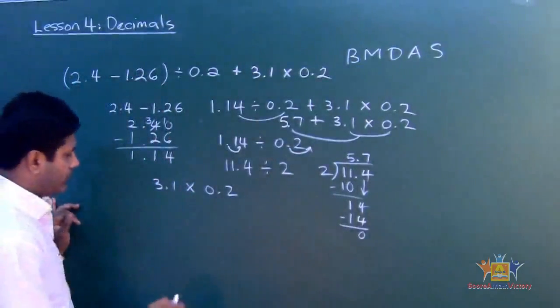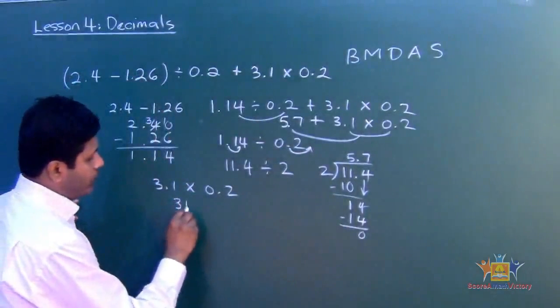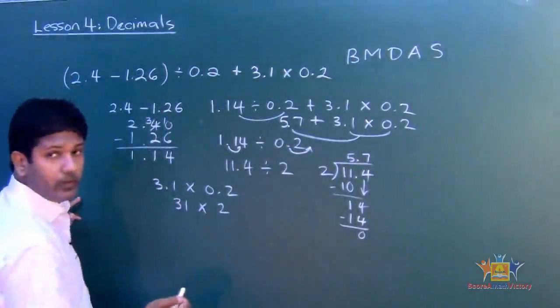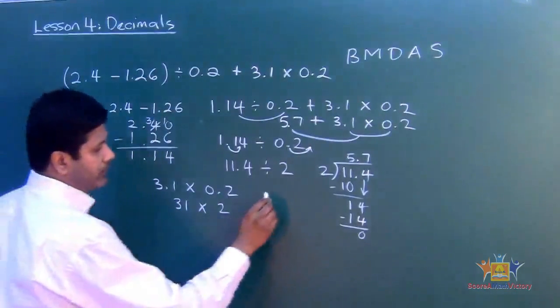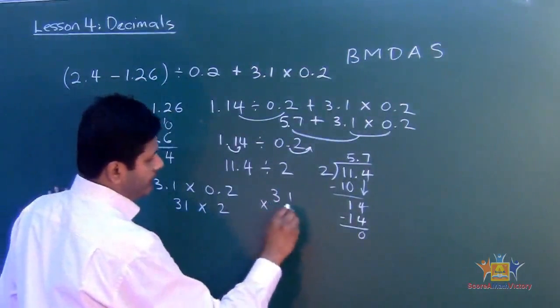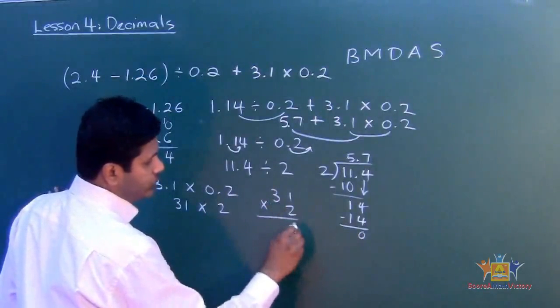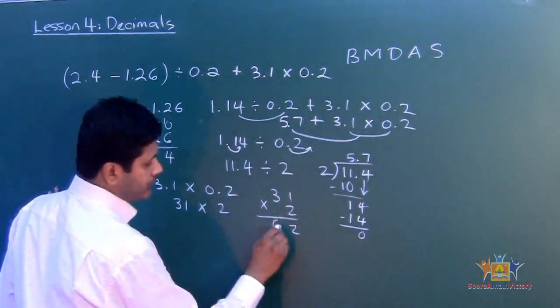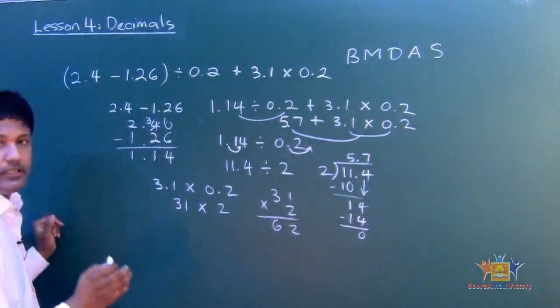So we're going to forget all the decimals. So it's going to be 31 times 2. That means we're going to use the long multiplication method. So we're going to line it up. 2 times 1 is 2, 3 times 2 is 6. So that gives me 62.